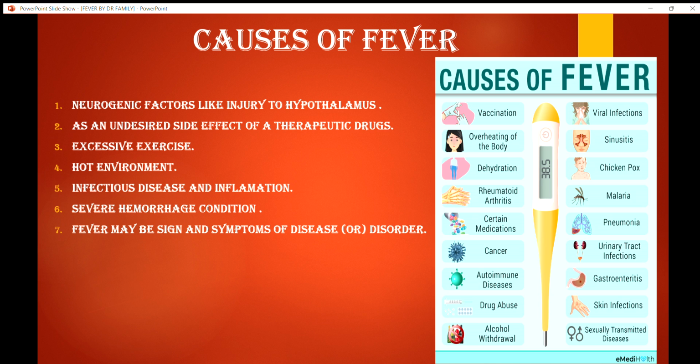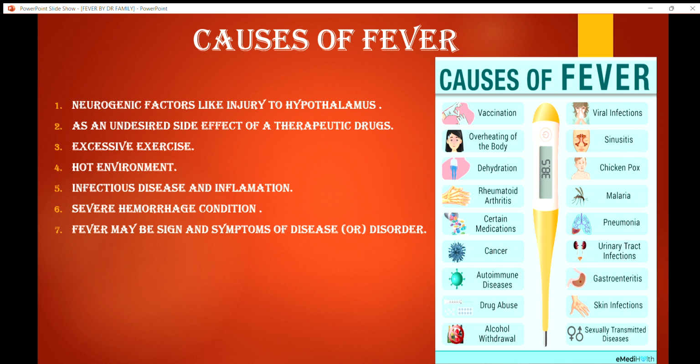And one more important thing: fever may be a sign and symptom of disease and disorder. Here I have used two terms, disease and disorder. Disease mainly happens due to an antigen, that is, an outside pathogen. And disorder is when our body's normal function is disturbed. Disease mainly happens due to a foreign pathogen.